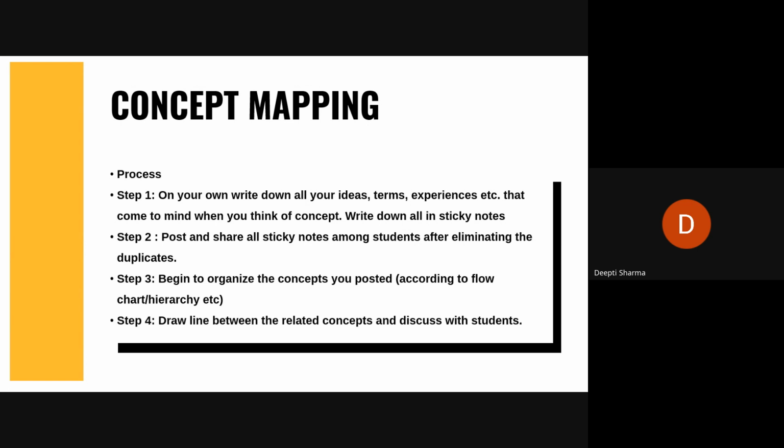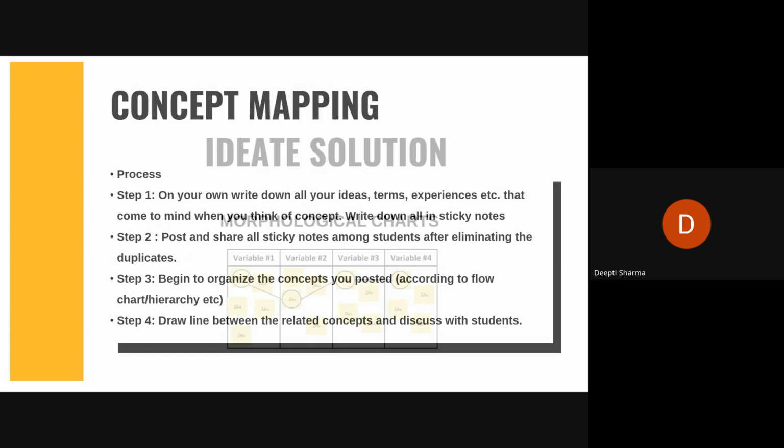Suppose we have 30 students in a class and we can create a concept map and place the sticky notes on the basis of the outcome students give about that concept. And step 3, begin to organize the concepts you posted according to the flow chart or hierarchy, etc. And step 4 says, draw a line between related concepts and discuss with the students.